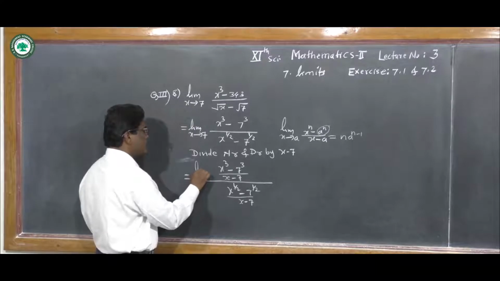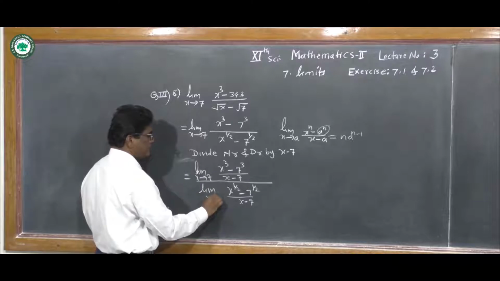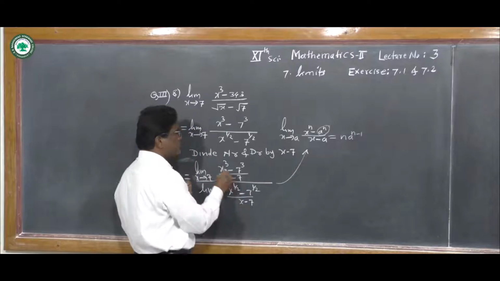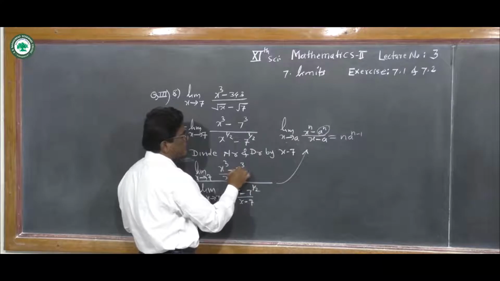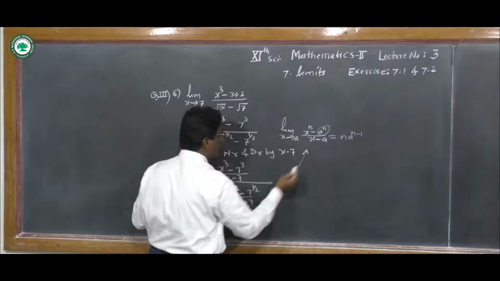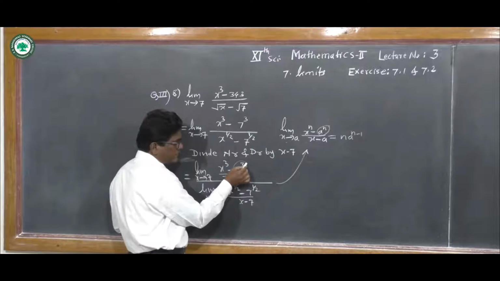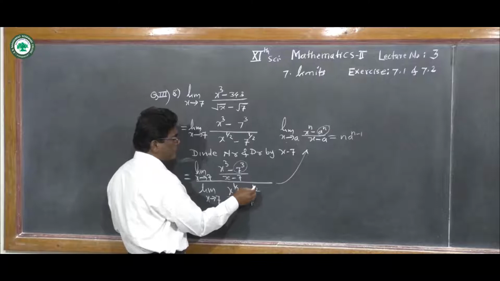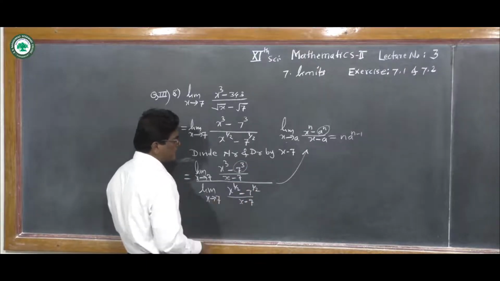So here it is limit as x tends to 7, and also here limit as x tends to 7. And now use this standard formula, limit x tends to a, x to the power n minus a to the power n divided by x minus a. So we use n into a to the power n minus 1, and we write this from the numerator term. Also here, x to the power 1/2 minus 7 to the power 1/2 divided by x minus 7, with x tending to 7. So use that standard formula.